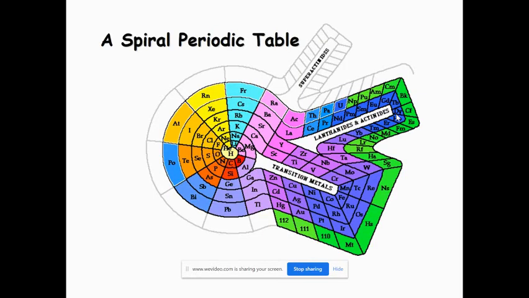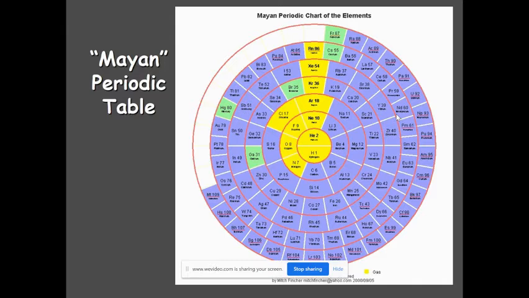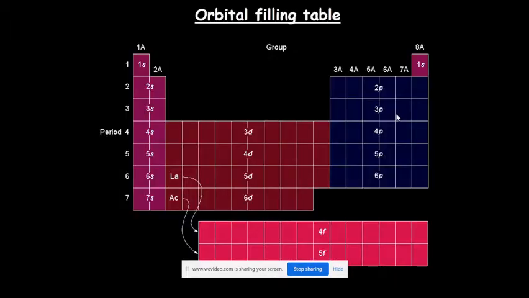Here is a spiral periodic table that still shows the rows and columns just fine, but in a spiral shape. Same thing here, you can still see the rows and columns, but in the shape of a triangle. That's weird. Mayan periodic table is the worst in my opinion. You can barely gain any information here quickly just by looking at it. And the orbital filling table, many of you have already seen the use of this one. Again, it is organized based on those electrons and how they fill those orbitals from 1s to 7p.